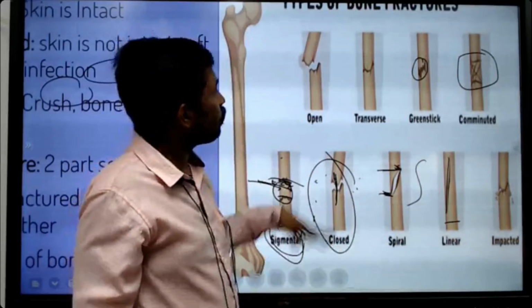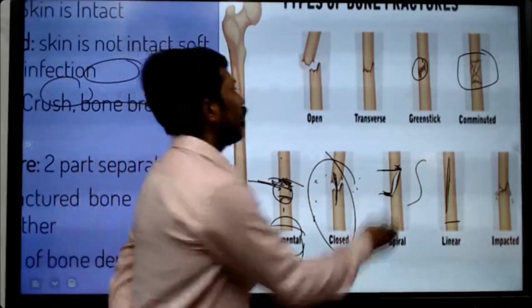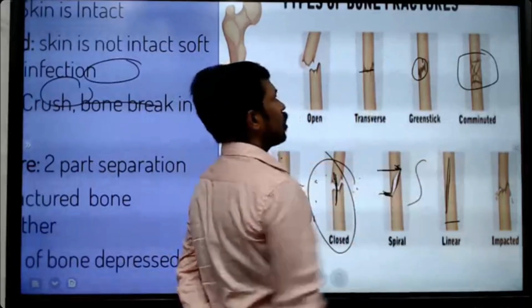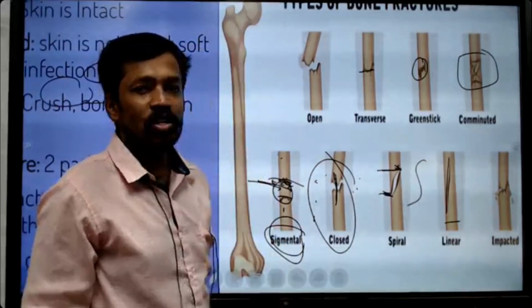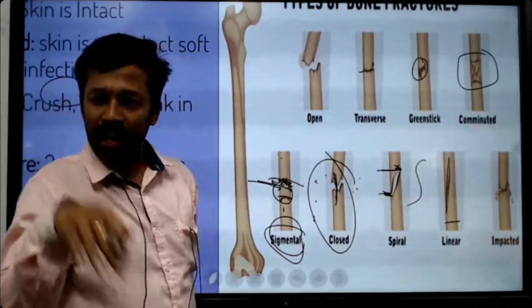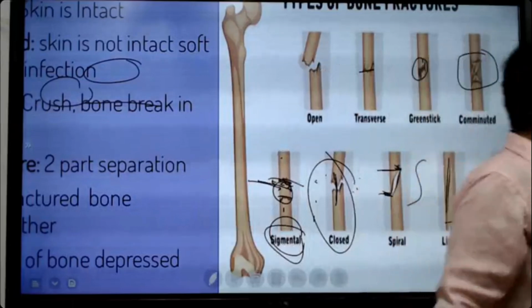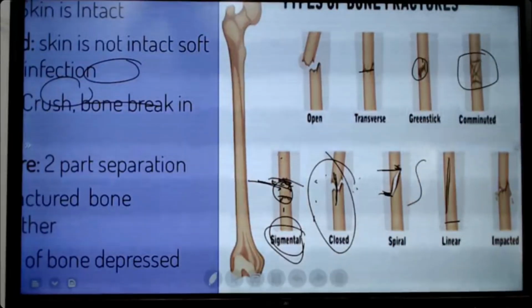Got it? Transverse fracture. What is transverse fracture? Like a horizontal way. Ana leda? Okay, fine. Got it?